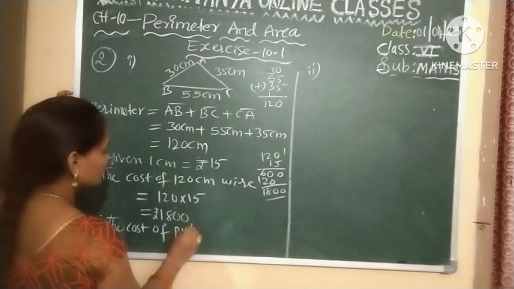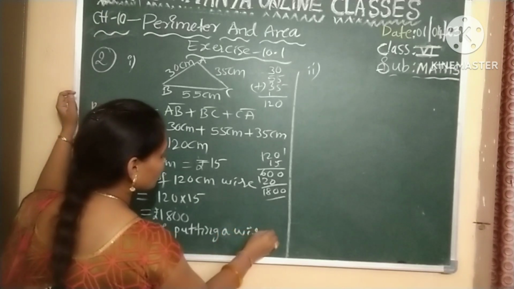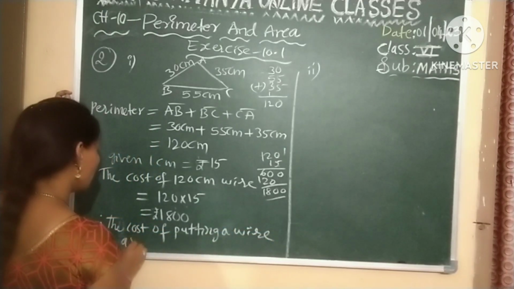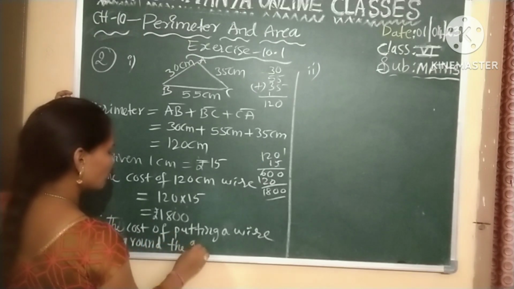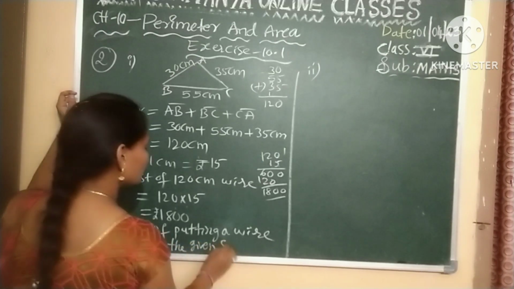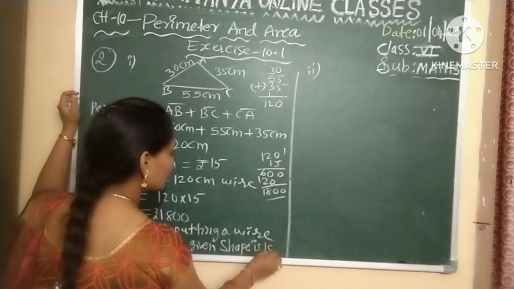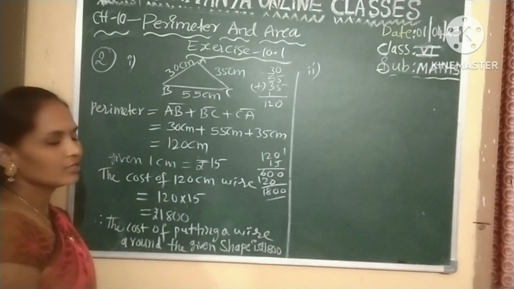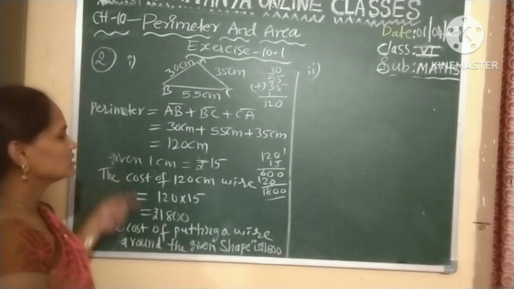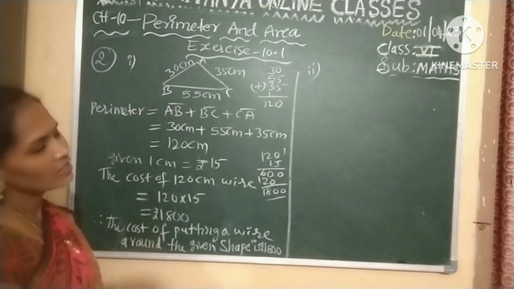Therefore, the cost of putting a wire around the given shape, whatever shape is given, is ₹1800. Like this we can find the cost of fencing of the given figure. Here the given figure is a triangle.